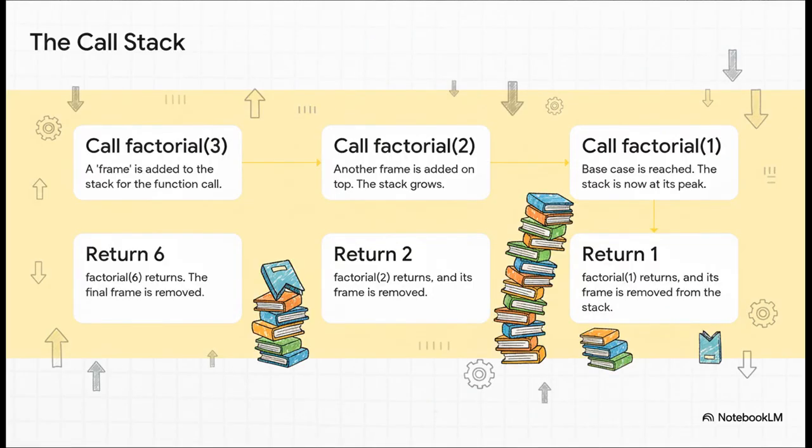Okay, so let's just walk through this. When we call factorial of 3, a little task, or a frame, gets pushed onto the stack. That task then calls factorial of 2, which pushes another frame right on top of it. This keeps going until we finally hit our base case, factorial of 1. At this point, the stack is as tall as it's going to get. Then, as each function finishes and returns its value, its frame gets popped off the stack, one by one, until we're all the way back at the beginning. This whole stack of frames, our pile of bookmarks, that's the O of n space cost we've been seeing.